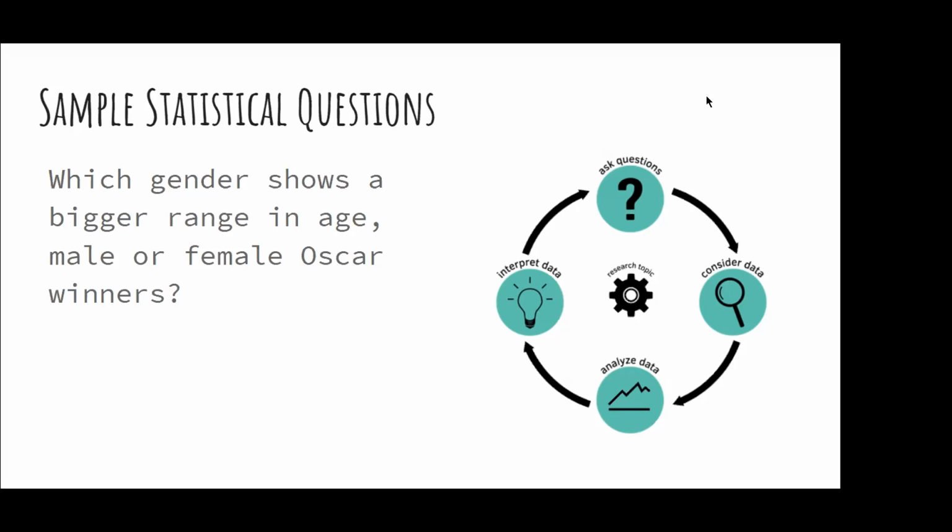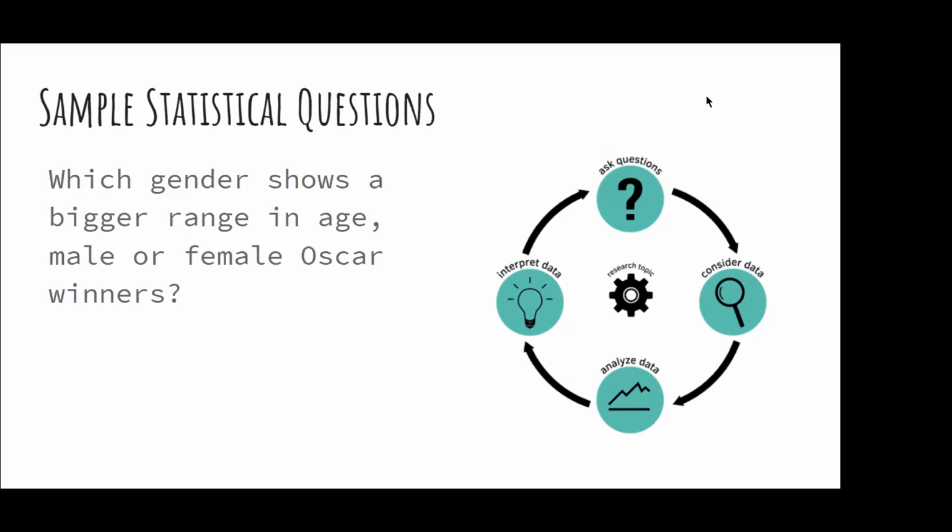Now the question is, what's the main variable here, and how are we grouping that variable? Am I taking gender and grouping it by age, or am I taking age and grouping it by gender? In this situation, it says which gender shows a bigger range in age, male or female Oscar winners. The question you want to ask yourself is, what groups am I comparing together? Am I comparing the ages together, or am I comparing male or female together?